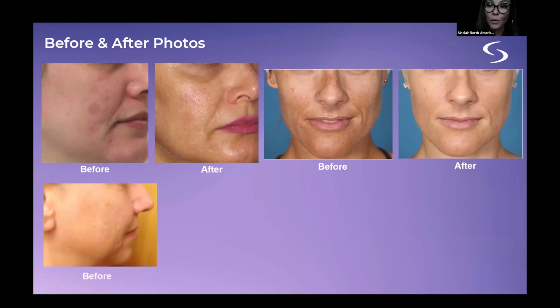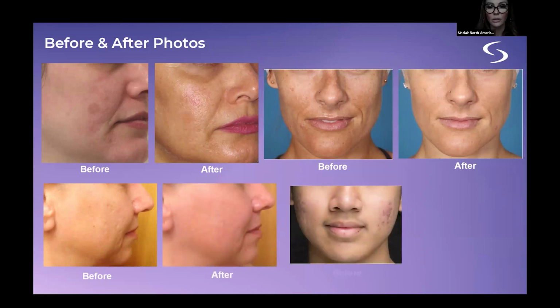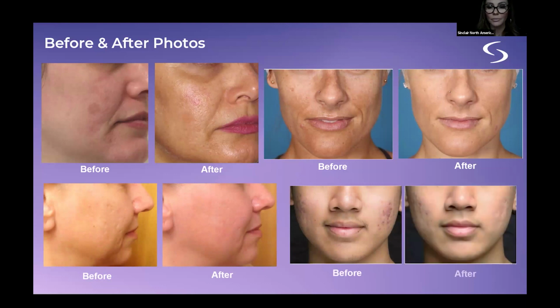Here's another one with post acne scars. So both of them are post acne scars. So there's the first one. And then here's the second one. And I want you guys to kind of look at those differences. And we're going to talk about kind of what went wrong in some of them.